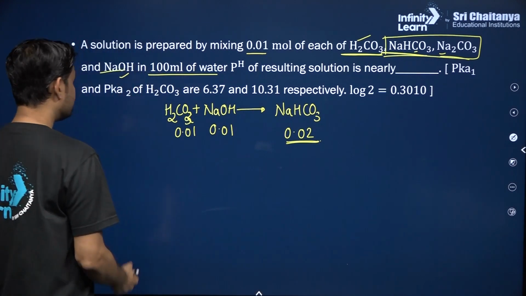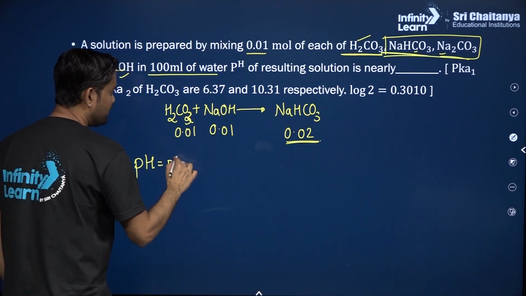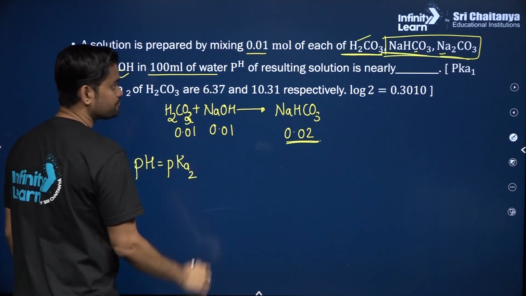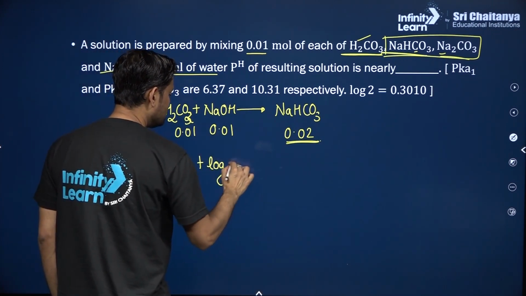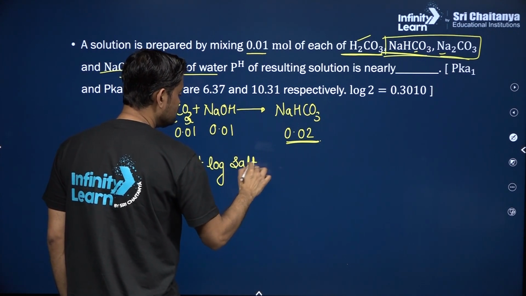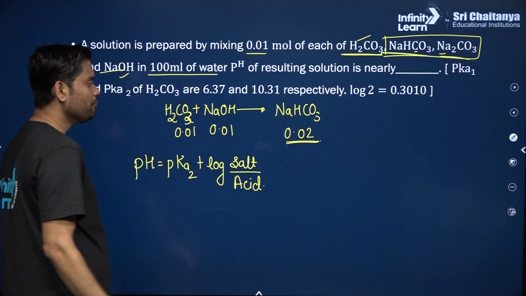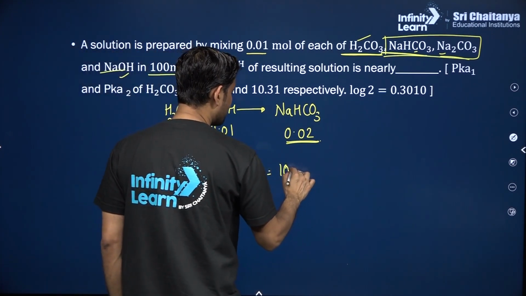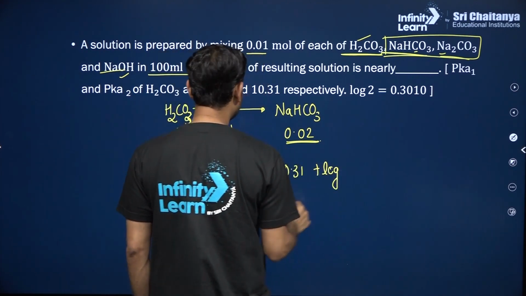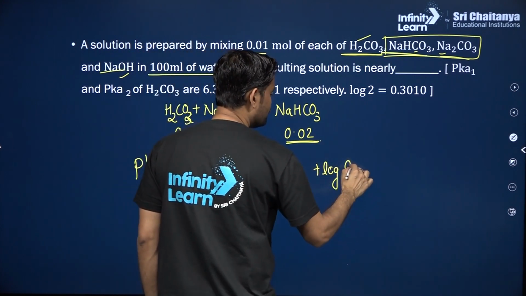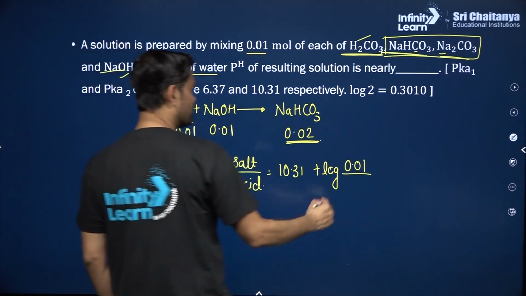Okay, so for that, the pH can be calculated as pK plus log of salt versus acid. pK2 is how much? 10.31 plus log of salt. Salt is how much mole? 0.01 mole by acid, that is 0.02 mole.